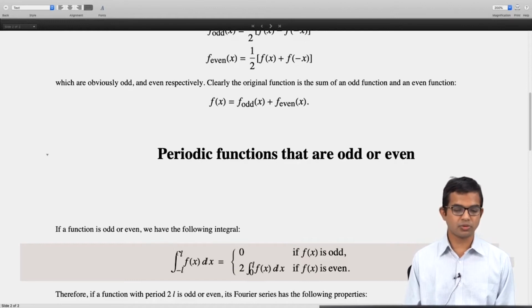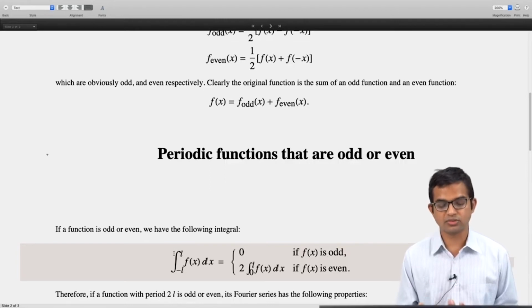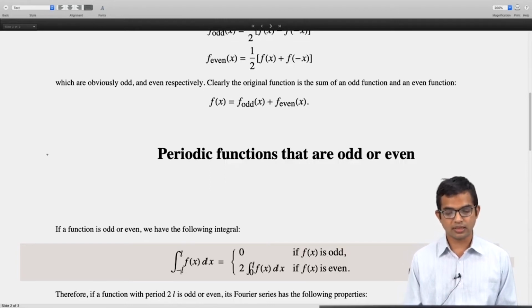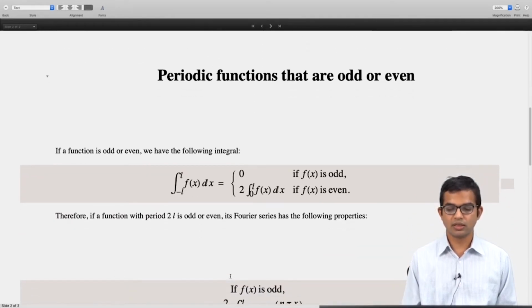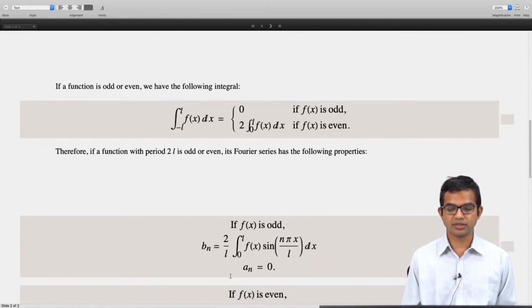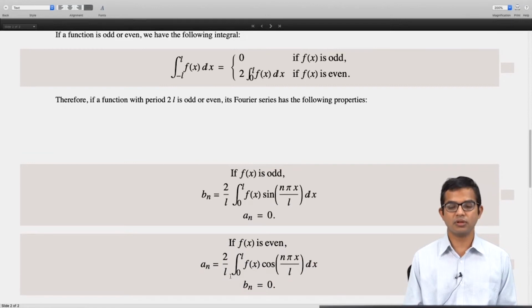So this result would be true no matter which interval you consider. But if you are looking at a periodic function with period 2L, it's natural to look at this entire interval, which considers one full period of this function. Then the Fourier series we have seen has integrals of this kind, so it will lead to the following simplification. If f of x is odd, then all the an will vanish, right?